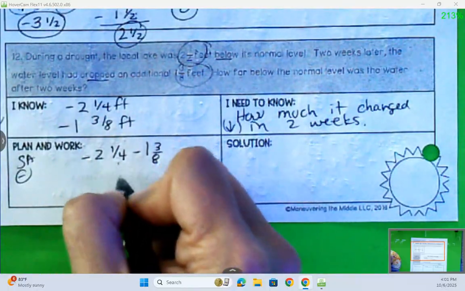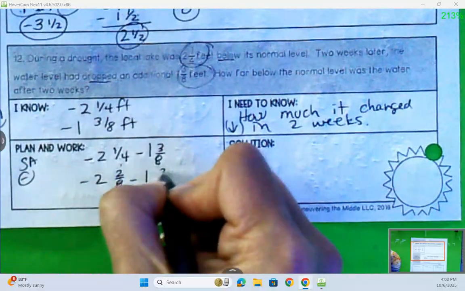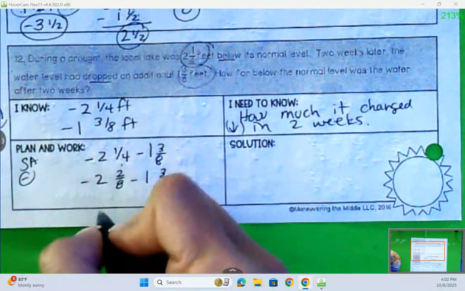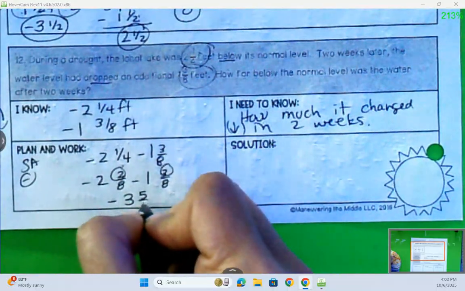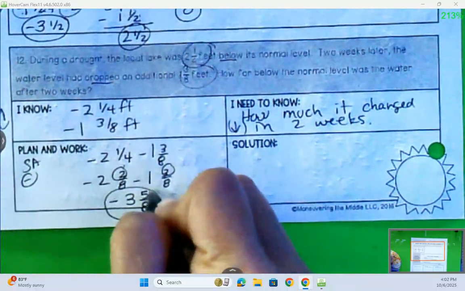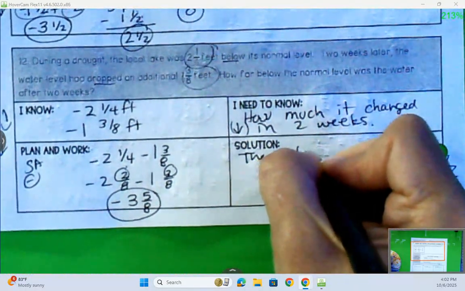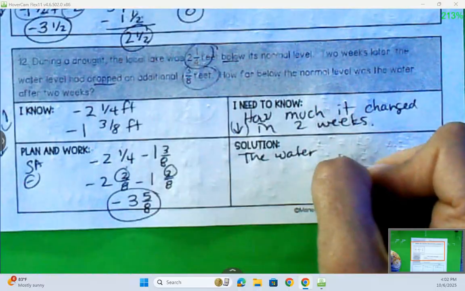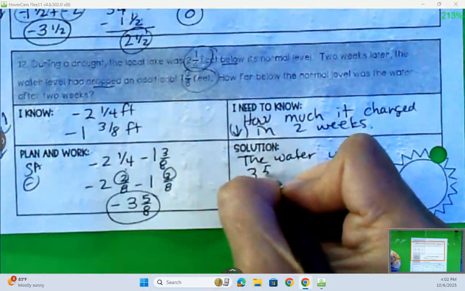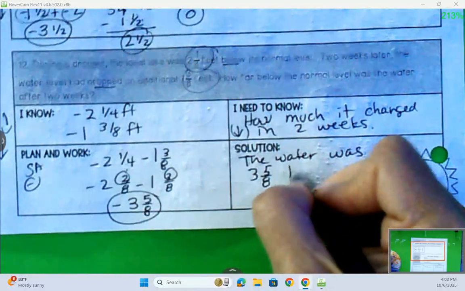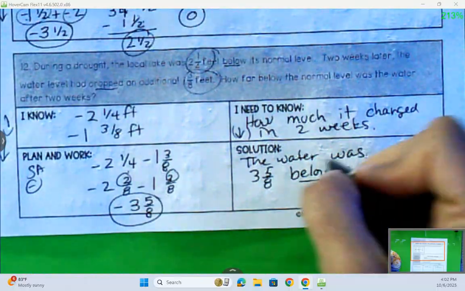So having a common denominator here, this is negative 2 2/8 minus 1 3/8. That's altogether negative 3 5/8. So the water was 3 5/8 below. We want to use the word below because we do have negative there. Below its normal level.